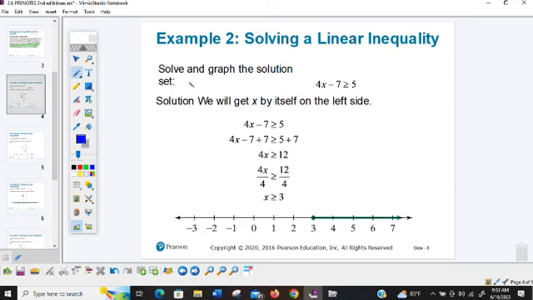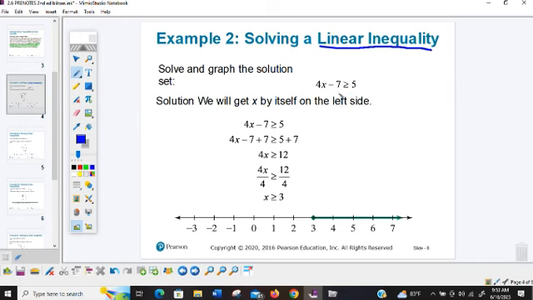This says solve and graph the solution set of 4x minus 7 is greater than or equal to 5. Now, if this just said 4x minus 7 is equal to 5, we would solve it and get one answer. But because we're dealing with a linear inequality, our answer set's actually going to be a bunch of numbers that would make this true. Okay, so let's pretend it was an equal to.